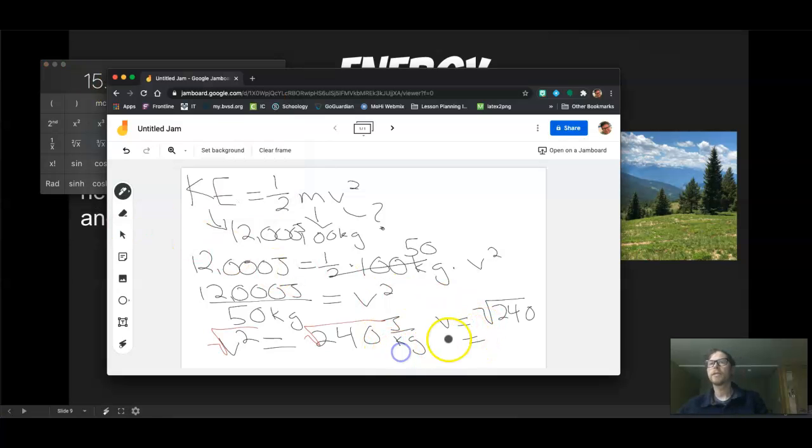So that gives us a velocity of 15.5 meters per second. These units should work out so long as you have this mass in kilograms, this in meters per second, and this in joules.